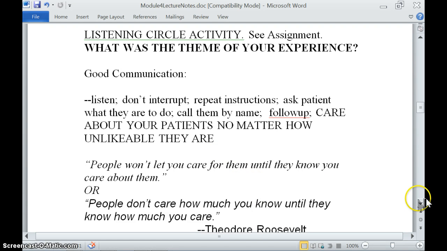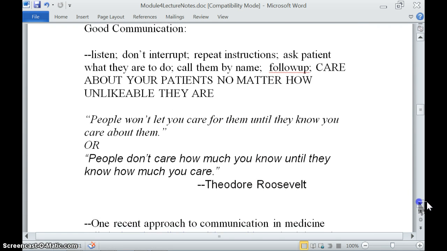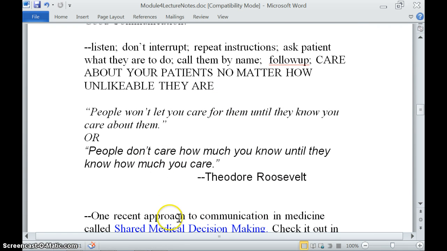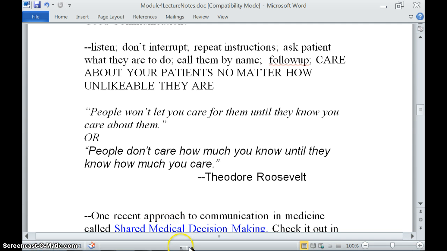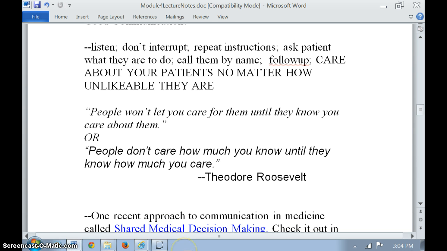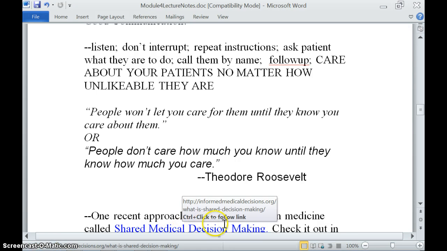So a couple of quotes from Teddy Roosevelt back in the day. People won't let you care for them until they know you care about them. People don't care how much you know until they know how much you care. So it's tricky business. We're trying to teach you to be experts, so to speak, but if you let that expertness get away from you and don't really care about the people you're communicating with, being an expert won't really mean very much.